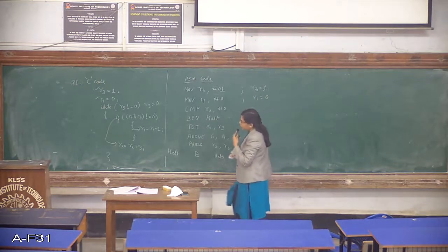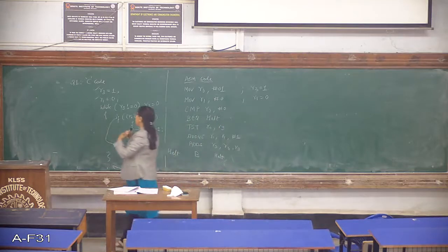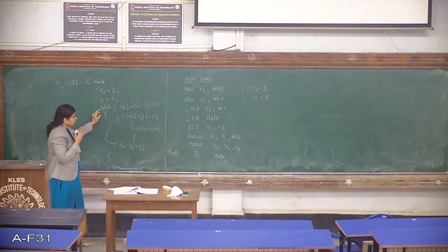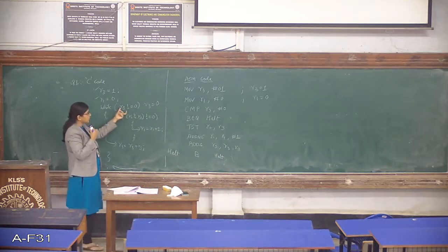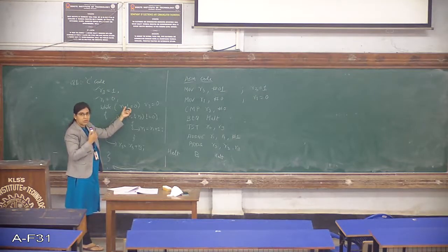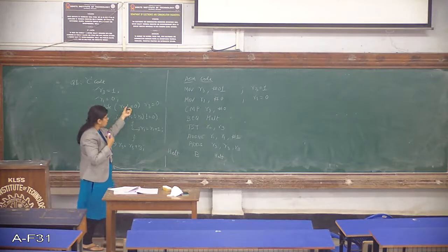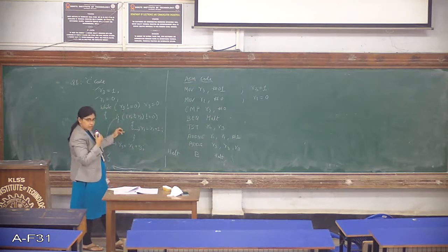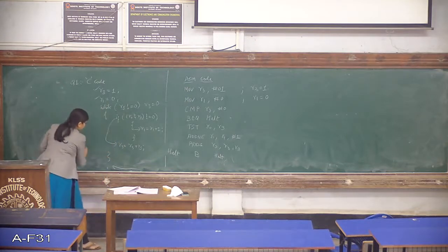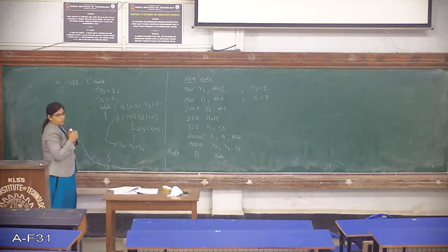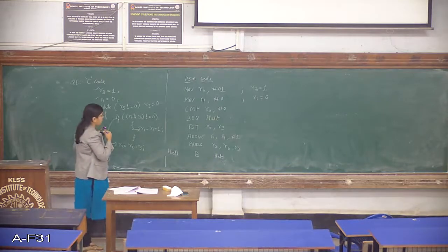Okay. What is the third instruction in the C code? It is a while statement. And what is the condition in the while? You are checking whether R3 is not equal to 0 or not. Okay. So if this condition is true, then only you go into the while loop and execute it. If the condition was false, you straight away come out of the while loop. Right? So you know how the C program works.